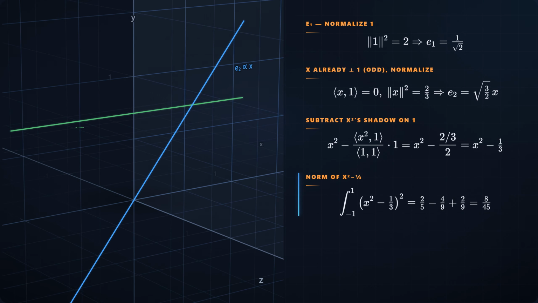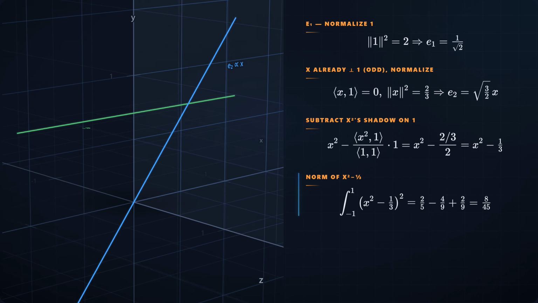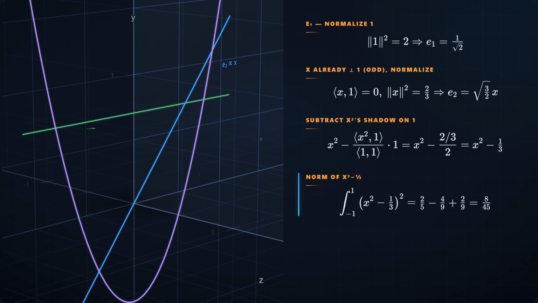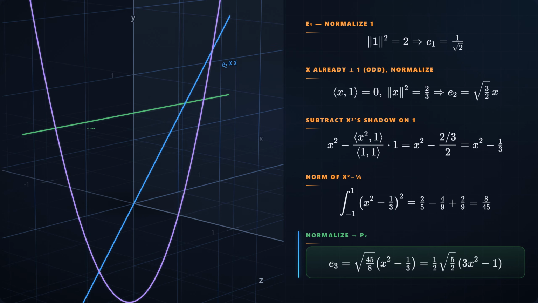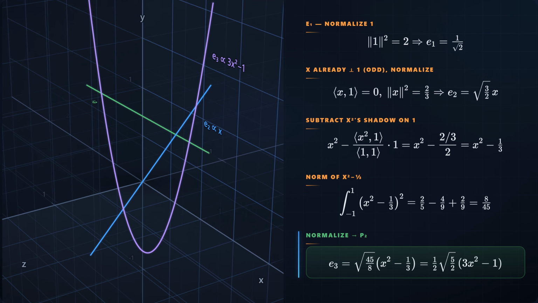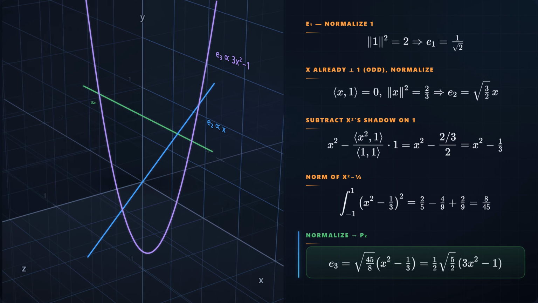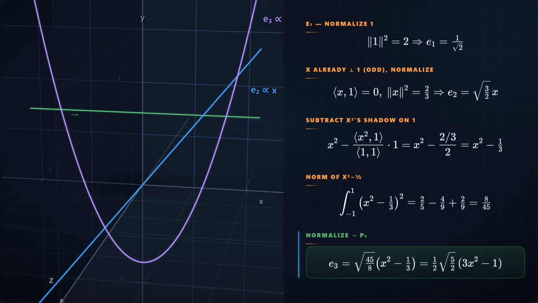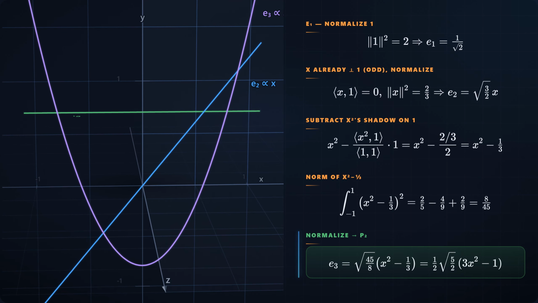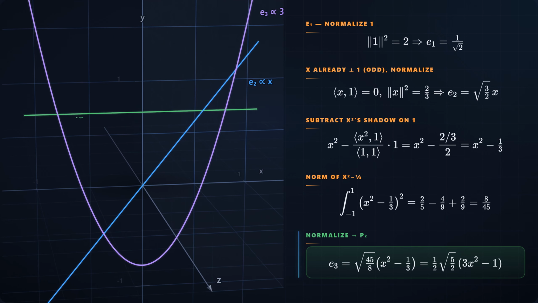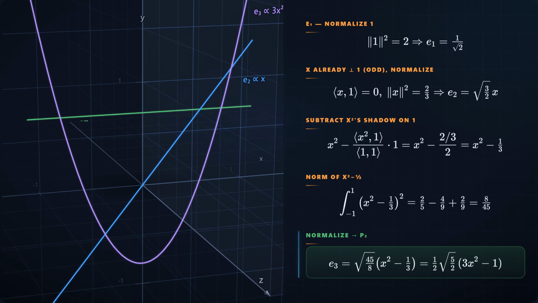Find its length. The integral of x squared minus 1/3, all squared, works out to 8 over 45. Normalize, and e3 is the root of 45 over 8 times x squared minus 1/3, which tidies to 1/2 root 5/2 times 3x squared minus 1. Those are exactly the first three Legendre polynomials, the constant, the line, and the parabola 3x squared minus 1. Gram-Schmidt on powers of x generates them, one degree at a time.